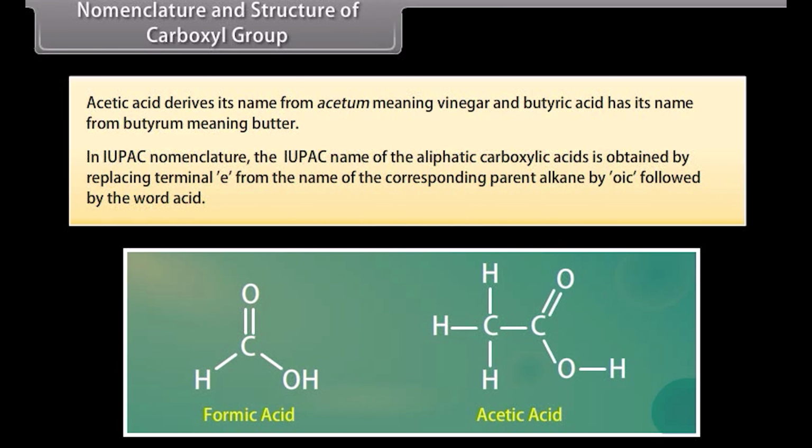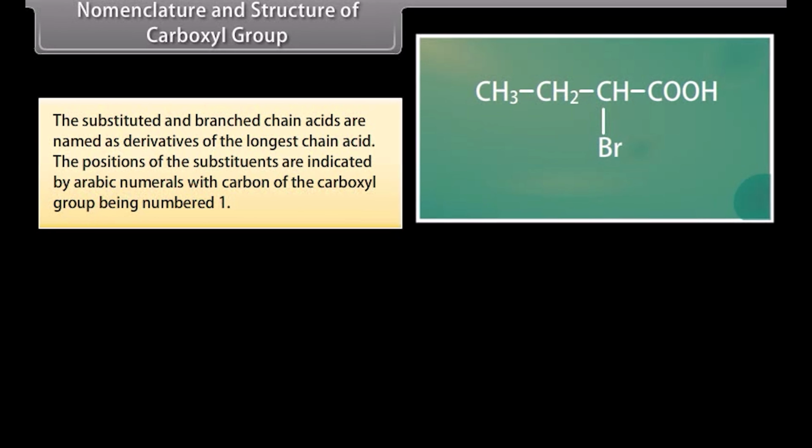Acetic acid derives its name from acetum, which means vinegar, and butyric acid has its name from butyrum, meaning butter. In IUPAC nomenclature, the name of the aliphatic carboxylic acids is obtained by replacing the terminal e from the name of the corresponding parent alkane by -oic, followed by the word acid. The substituted and branched chain acids are named as derivatives of the longest chain acid. The positions of the substituents are indicated by Arabic numerals, with the carbon of the carboxyl group being number 1.